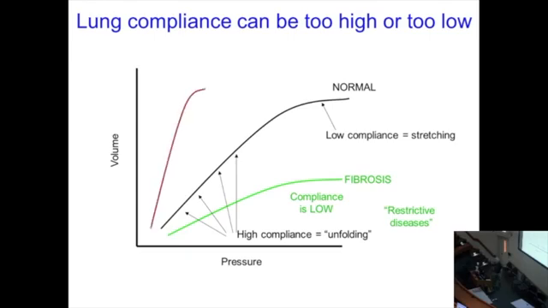What might be less obvious is why high compliance would be a problem. But it turns out that it is, and we'll spend a fair amount of time today trying to explain why too high compliance creates a problem. With obstructive diseases, you can get abnormally high compliance, and it's easy to inflate the lungs, but it turns out that this creates problems.